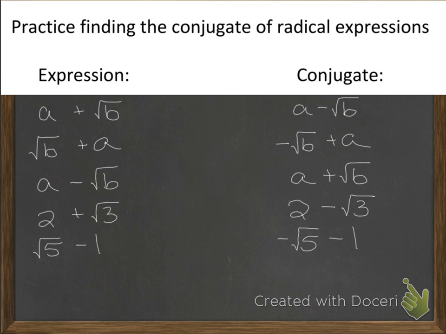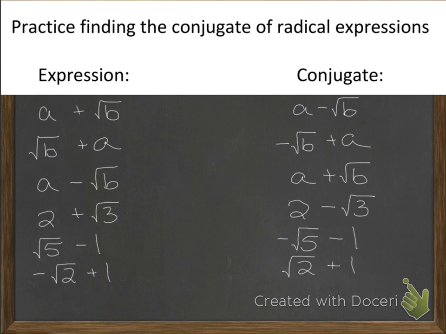Okay? What if we had negative square root of 2 plus 1? What would the conjugate be? Again, we need to change the sign of the radical term, so it's going to become positive, and then we keep the sign of the integer term. So the conjugate of negative square root of 2 plus 1 is just the square root of 2 plus 1. Again, the order is not important. What's important is that we're changing the sign of the radical term, and we are keeping the sign of the integer.